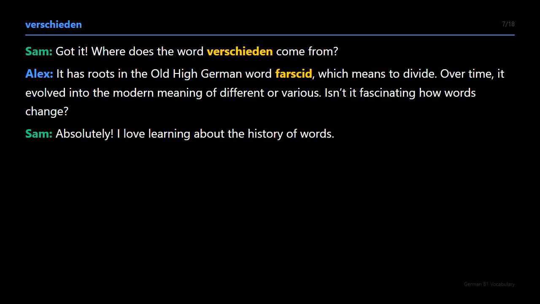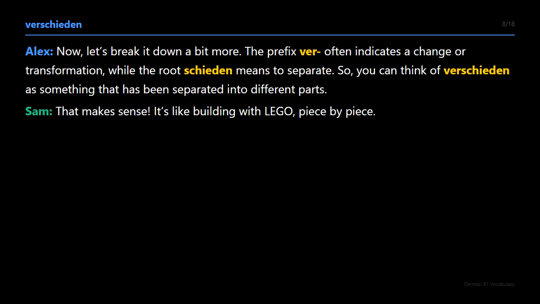Now, let's break it down a bit more. The prefix ver- often indicates a change or transformation, while the root schieden means to separate. So, you can think of verschieden as something that has been separated into different parts. That makes sense. It's like building with Lego, piece by piece.